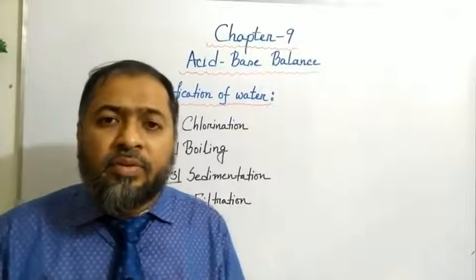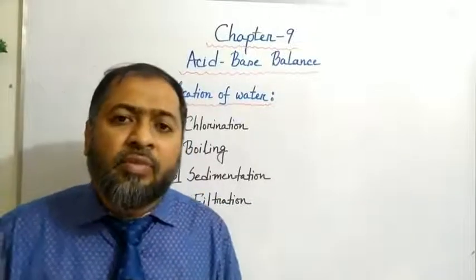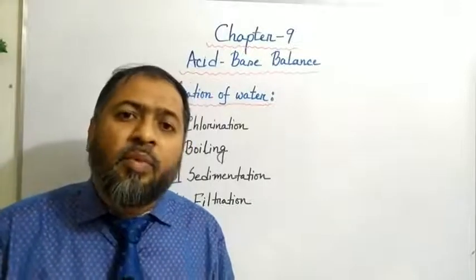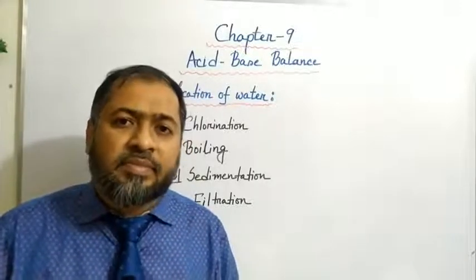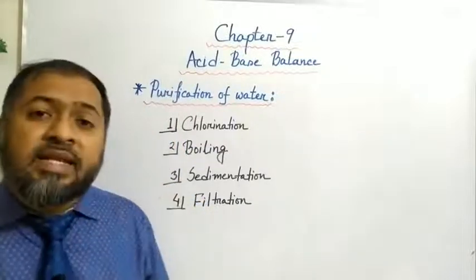And the second method by which we can sterilize the water is boiling. If we boil the water for at least 15 to 20 minutes, the water becomes sterilized and germ free. And the third one is sedimentation.